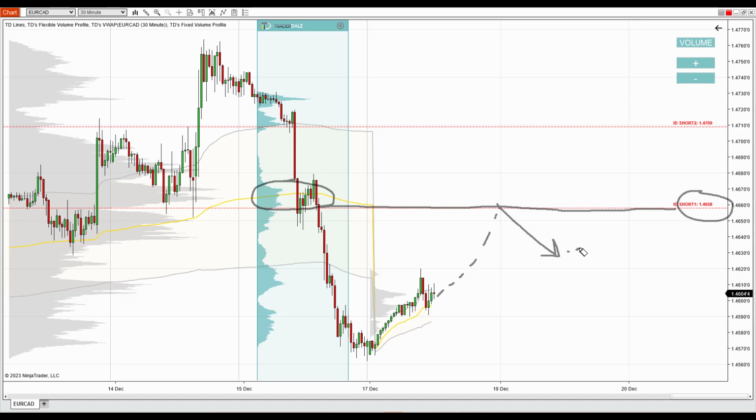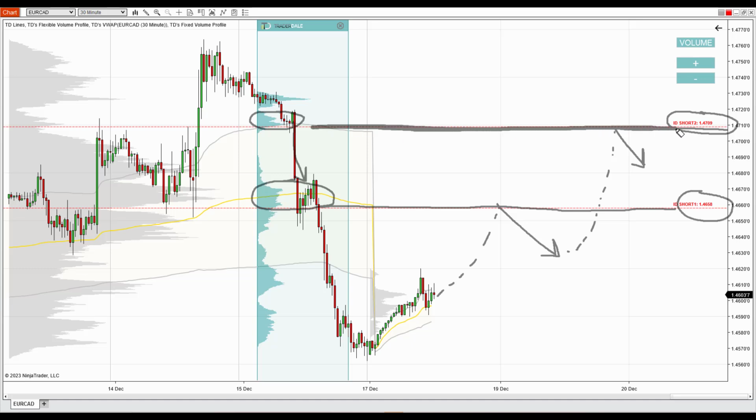And ideally, there will be a pullback to the second resistance, which is at 1.4709. And there is this volume cluster from which this aggressive sell-off started. So another place where sellers were active, and another place where I think they'll be active again. So when the price reaches this zone, chances are there'll be this reaction of those sellers.